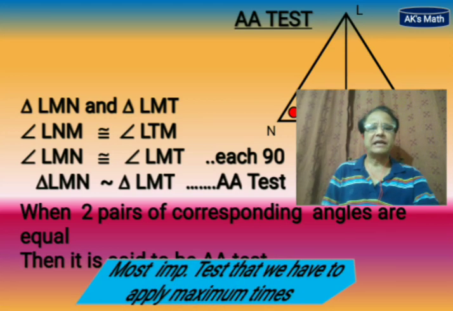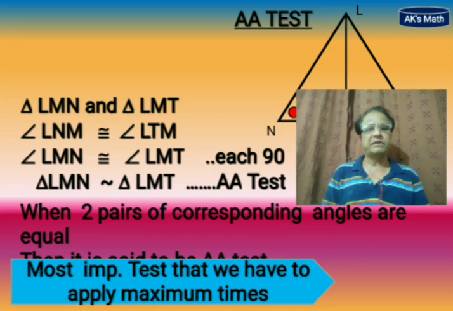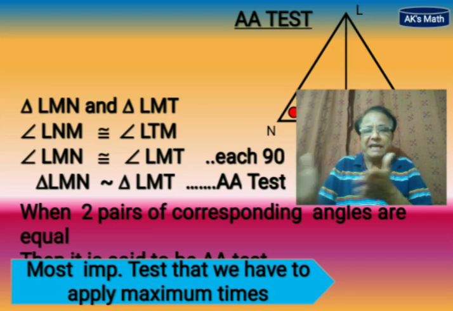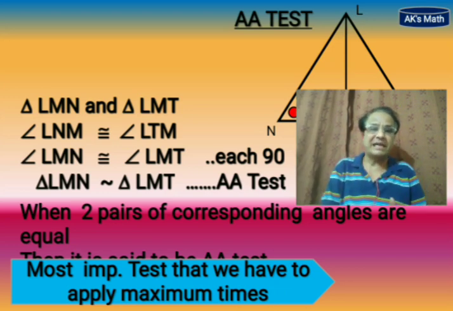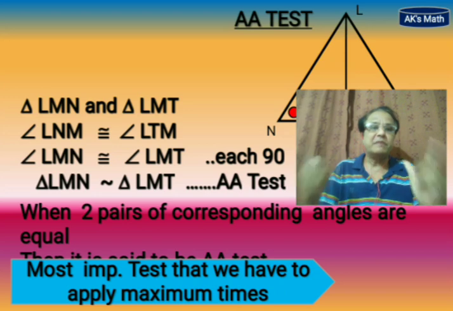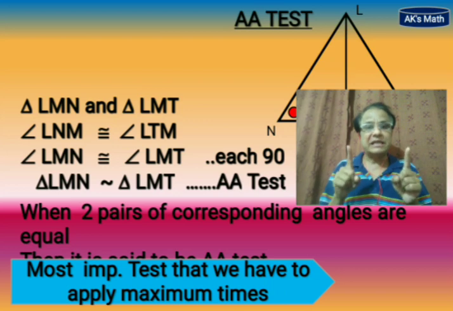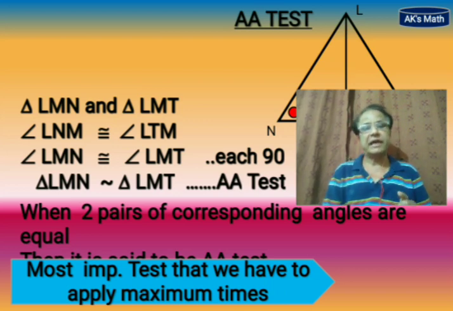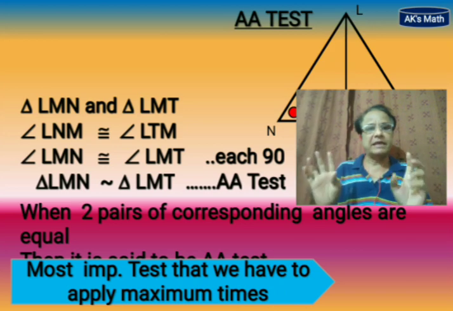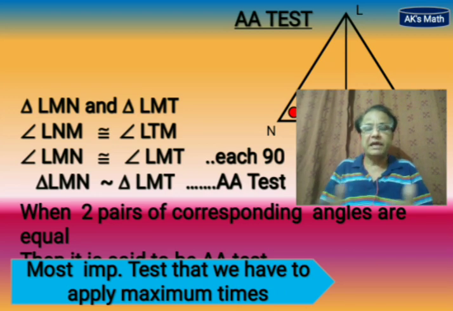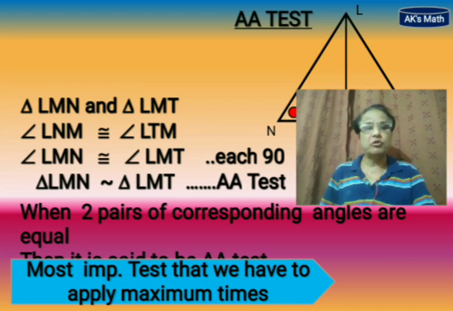And do you know that this is the most important test, which we have to apply the maximum number of times. We have to use it again and again. The AA test will be found in the chapter on similarity, in Pythagoras, in circles, everywhere. But you have to keep this criterion in mind and use this test as much as possible. So always remember, the AA test is the most important test of similarity, which we have to apply in so many parts of geometry. When two pairs of angles are equal, then AA happens. So always remember this particular test.